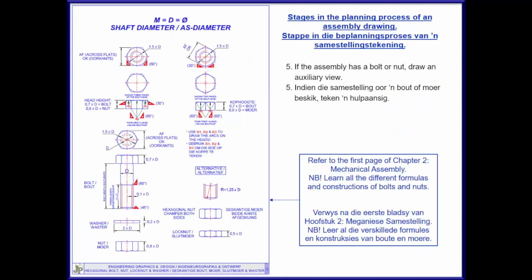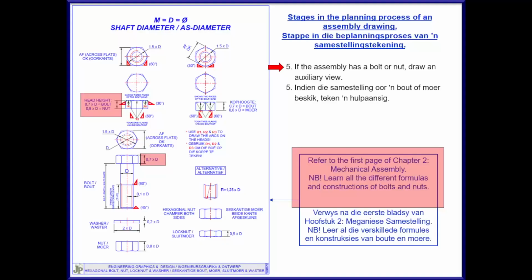Here we refer to the first page of chapter 2 of mechanical assembly. It is very important that you study these formulas and constructions so that you will be able to apply these when answering mechanical assembly questions. For example, in a question, they can leave out the height for the nut or the height for the bolt head, and then you need to be able to apply these formulas to calculate those specific heights to complete the drawing. A more detailed explanation on bolt and nut construction is also available for viewing, and you need to know all formulas and constructions on this page very well.